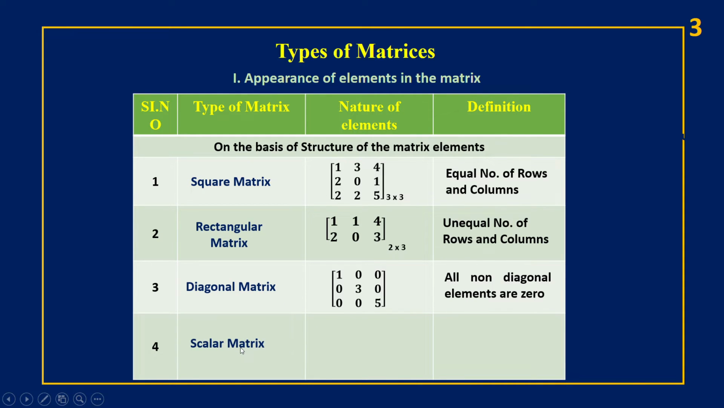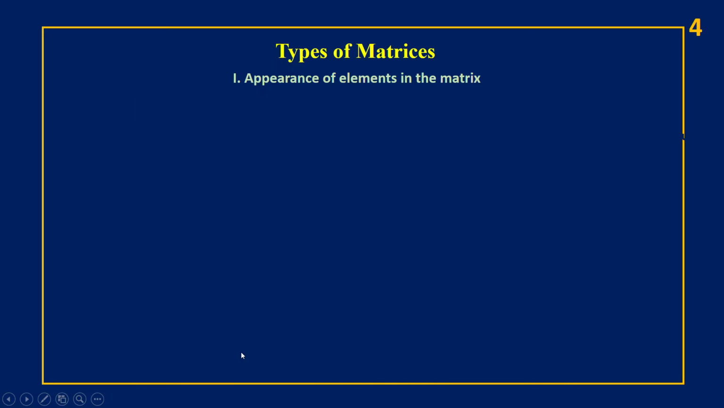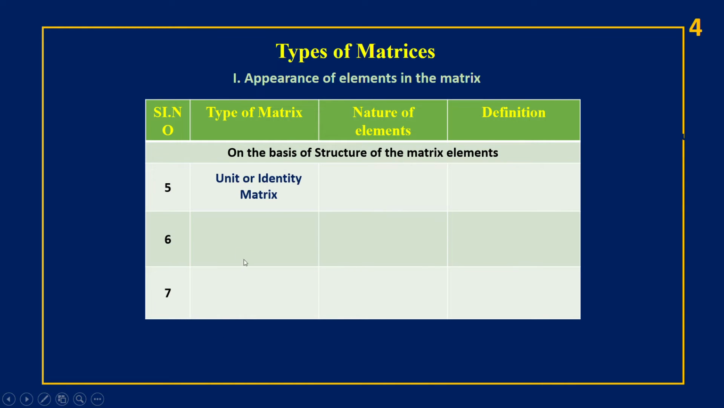And the next type is the scalar matrix. A scalar matrix is a diagonal matrix in which the diagonal elements are equal in value. So here 3, 3, 3, they are equal. All diagonal elements are equal. That is a scalar matrix. And the unit or identity matrix is also a diagonal matrix in which all the diagonal elements are unity. So that is the representation for the unit or identity matrix.